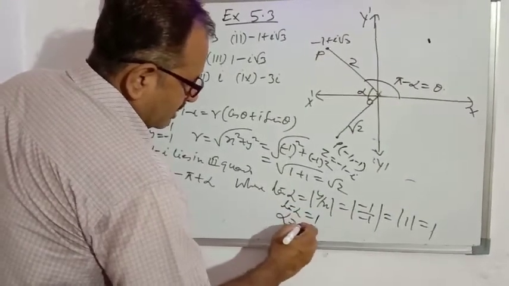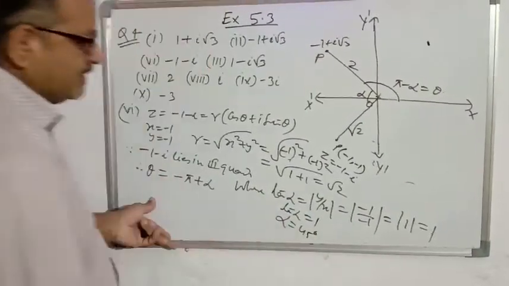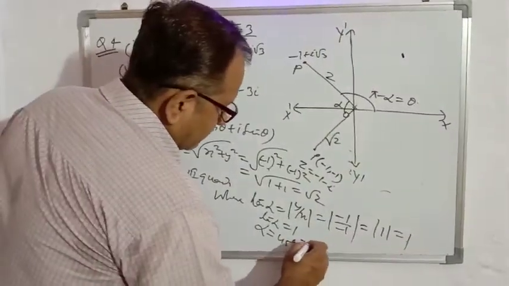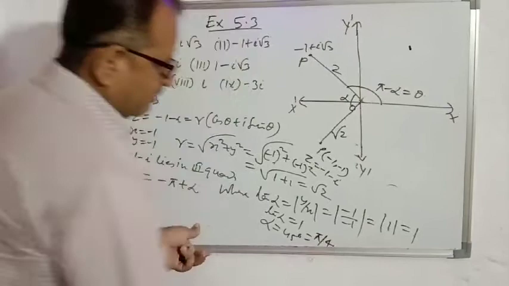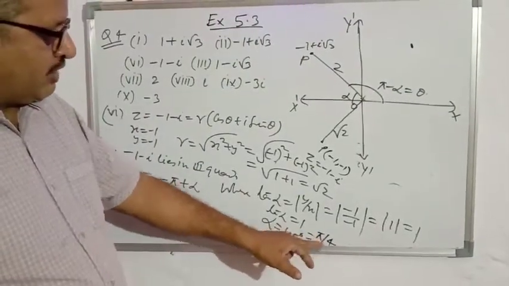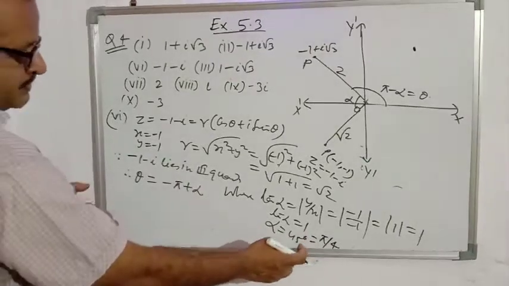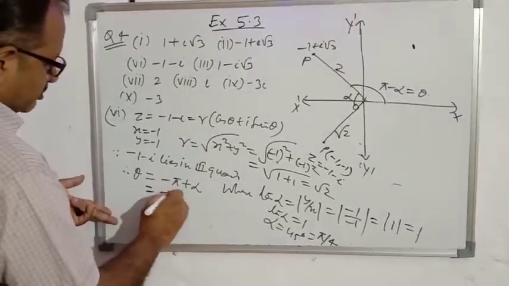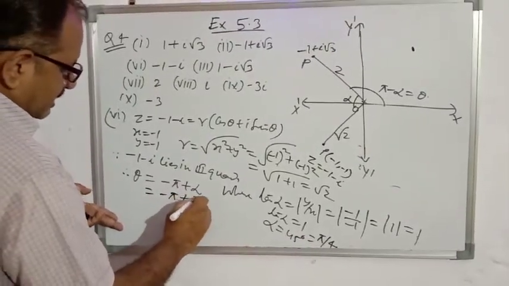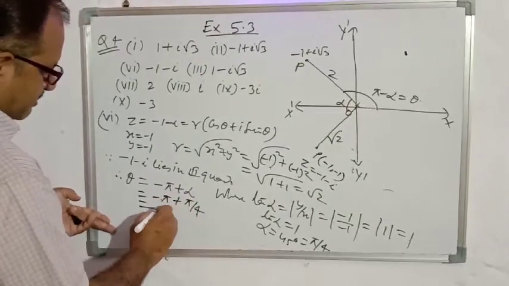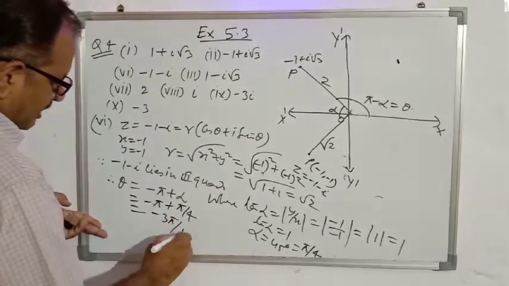What will be alpha? Alpha is equal to 45 degrees. In radians, we will write pi by 4, since 180 by 4 comes to 45. So put here alpha is equal to pi by 4. So minus pi plus pi by 4, that is minus 4 pi plus pi, minus 3 pi by 4.